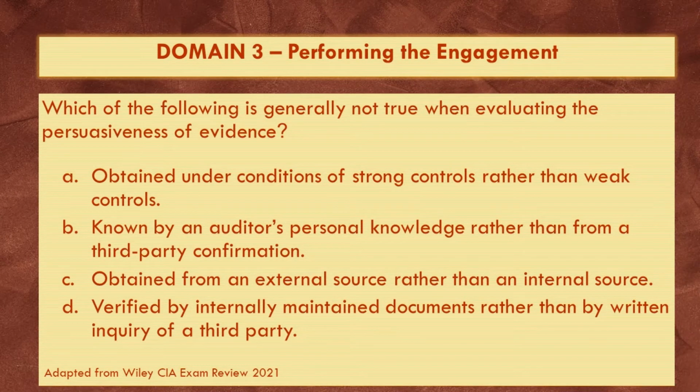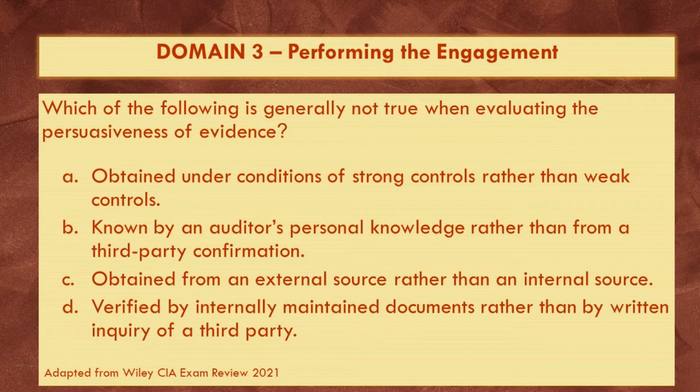And I included a bonus question from Domain 3 since it accounts for 40% of the exam. Which of the following is generally not true when evaluating the persuasiveness of evidence? A, obtained under conditions of strong controls rather than weak controls. B, known by an auditor's personal knowledge rather than from a third-party confirmation. C, obtained from an external source rather than an internal source. Or D, verified by internally maintained documents rather than by written inquiry of a third party.